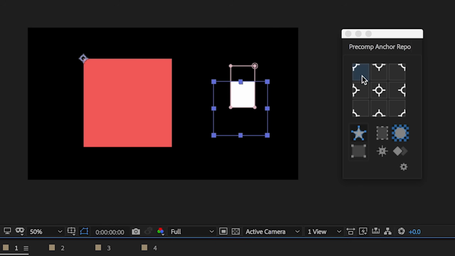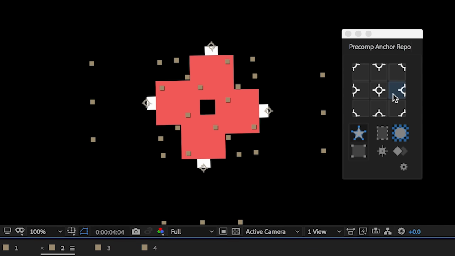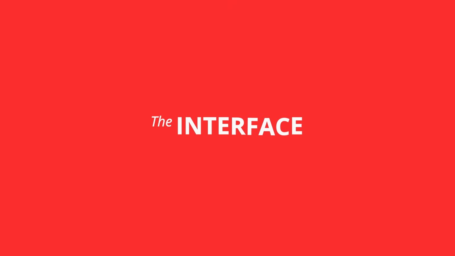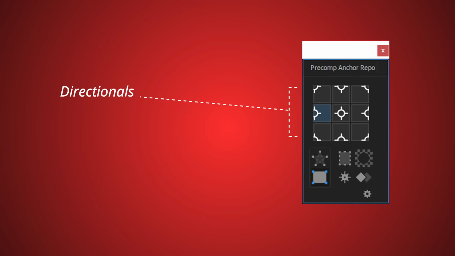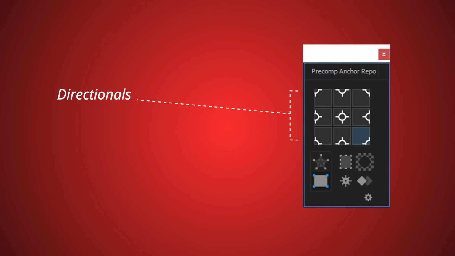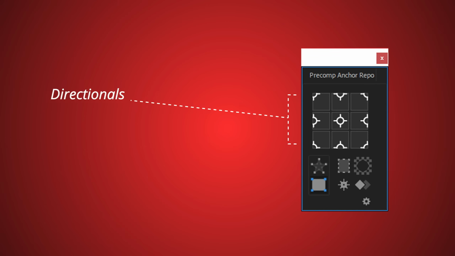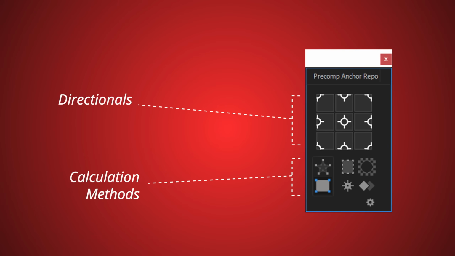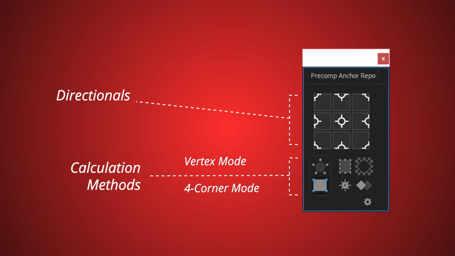So this tool is great for readjusting anchor points of layers quickly and dealing with complex layers, masks, and precomps. At the top half, 9 directional keys are used to make adjustments to the selected layers. The bottom half is used to fine-tune the way the calculations are made. We have calculation method. There's 2 options: Vertex mode and 4-corner mode.